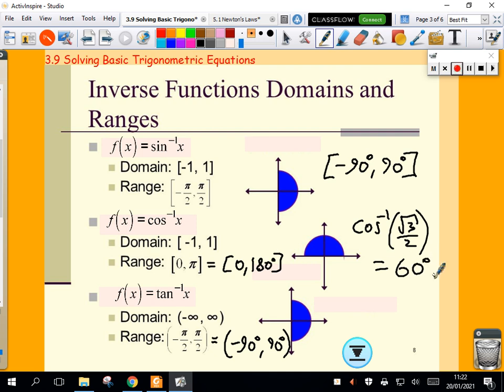However, there are infinitely many angles whose cosine is root 3 over 2. For example, 60 degrees, 420 degrees.